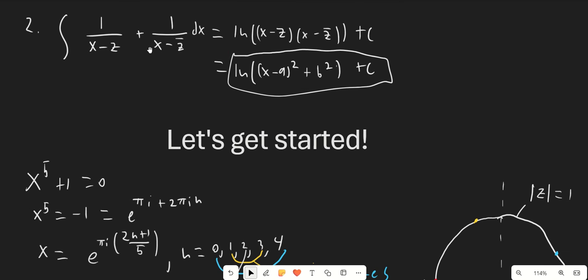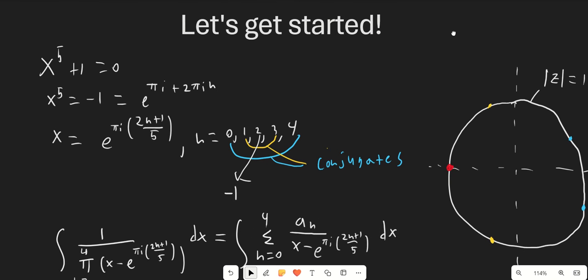And then when there are no imaginary numbers and these two are being added together, we can just combine the natural logarithms to get ln of x minus a squared plus b squared plus c. So let's go ahead and jump right into the problem.